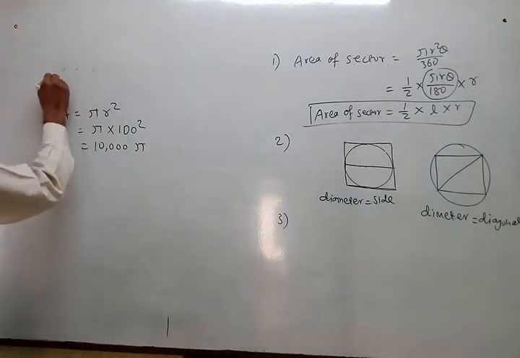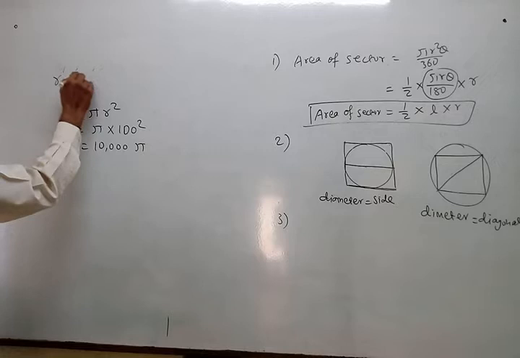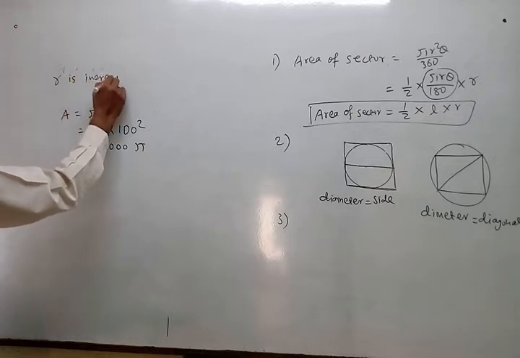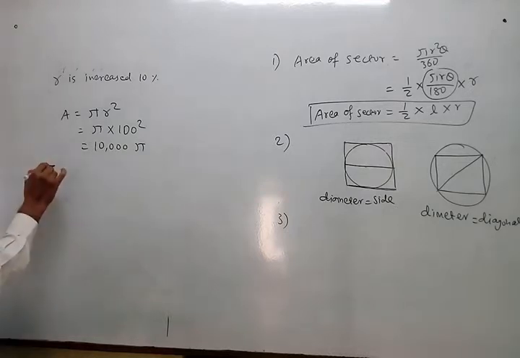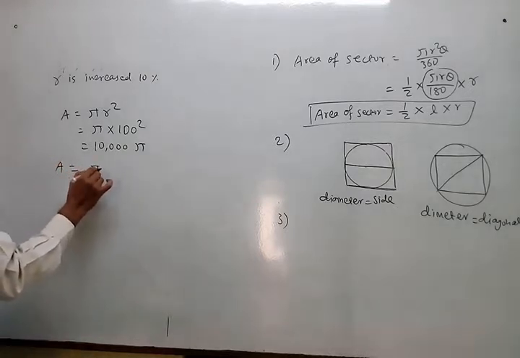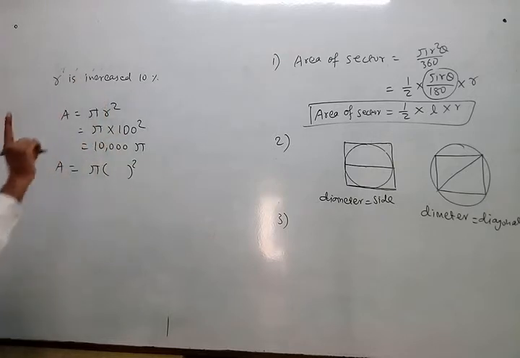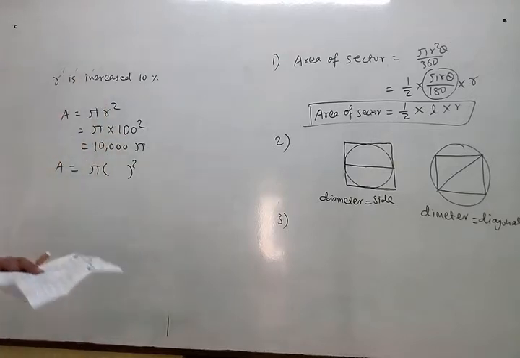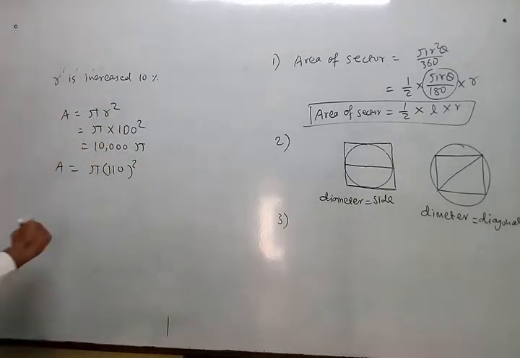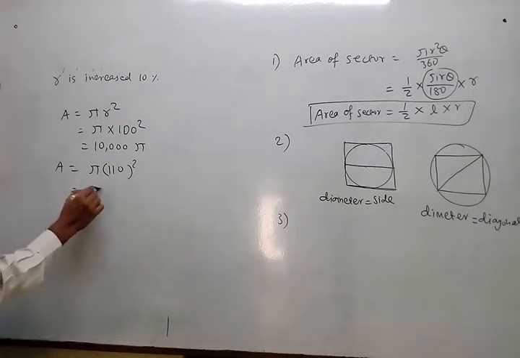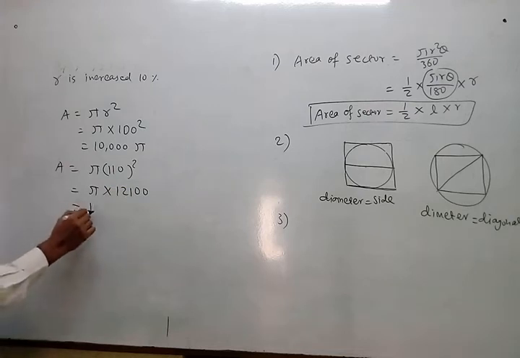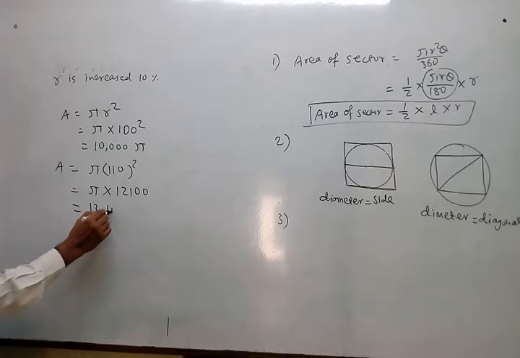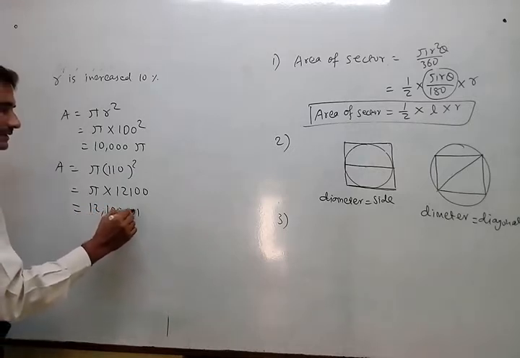Now R is increased by 10%. So the new area will be pi into R square, where R will be 110. Why? Because of the 10% increase, it will be 110. So how much will it be? Pi into 110 squared, which is 12,100 pi.